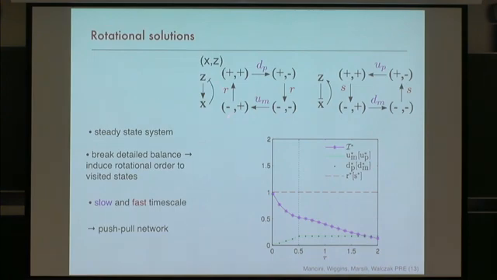So the whole system is initially in steady state, and you break detailed balance, you induce a rotational order, so you cycle through the states, but some of these transitions are fast, that's the red ones, and some of them are slow, are these. So this basically helps you figure out you're most likely to be in these states, because once you end up here very fast, you'll go here in a very fast way, and this helps you figure out where you're coming from. And the topology of these systems corresponds to these sort of push-pull networks.